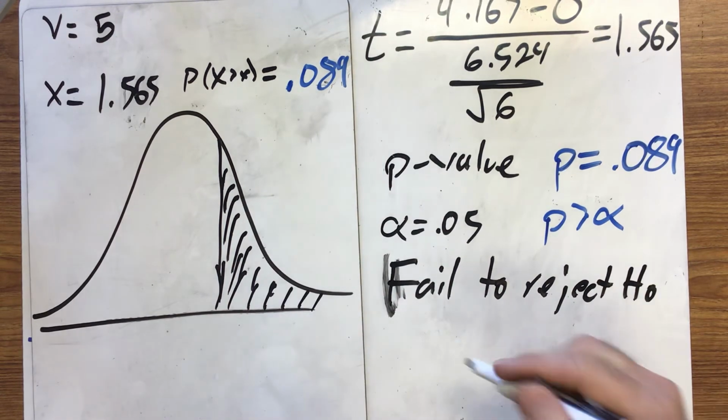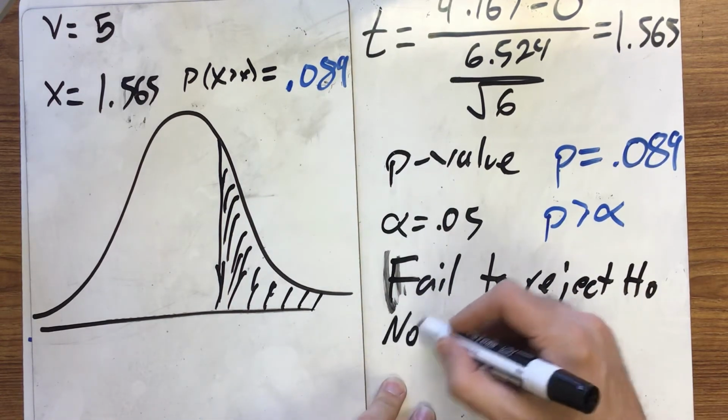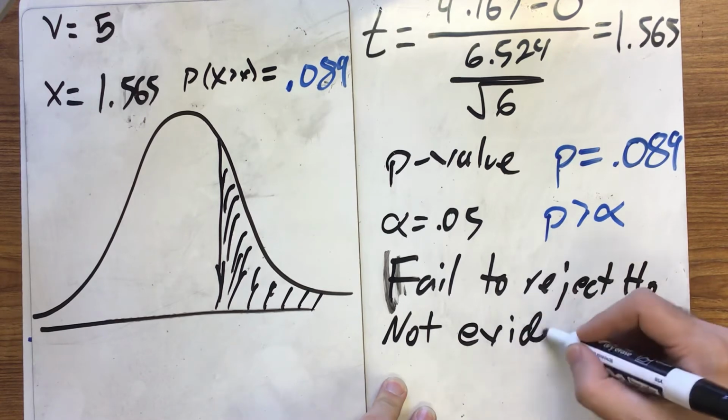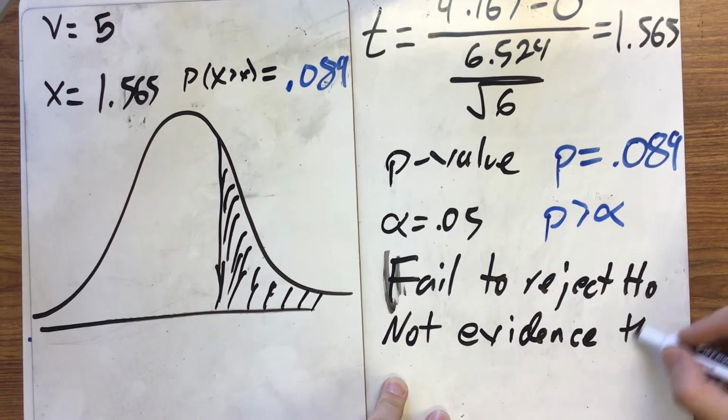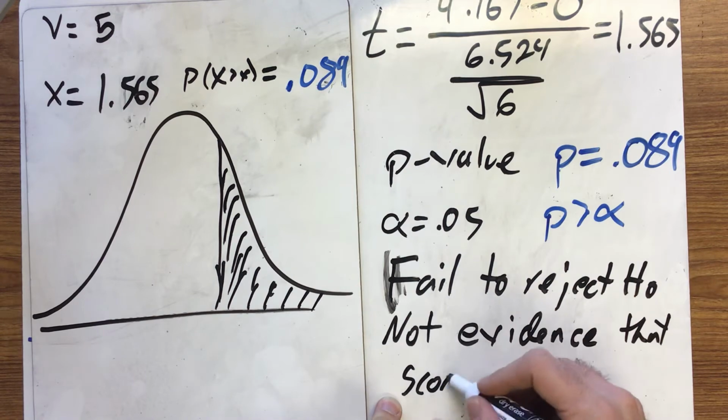So the conclusion of our problem is we fail to reject h naught. And what does that mean? That means we do not have enough evidence that the scores improved.